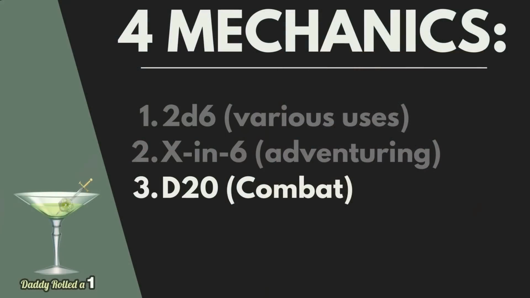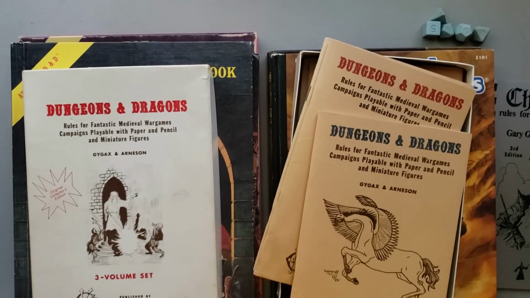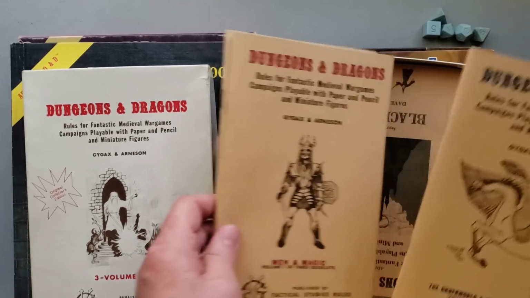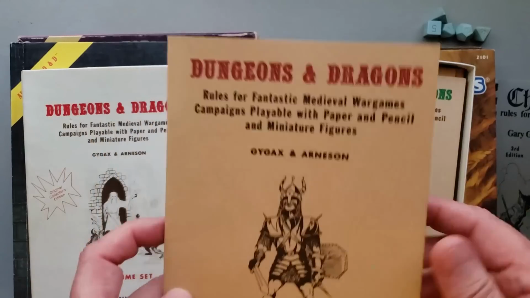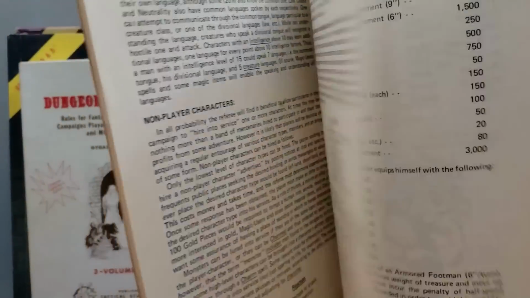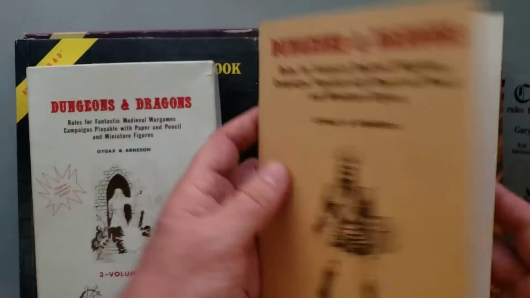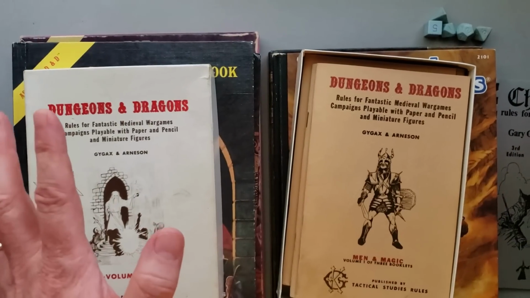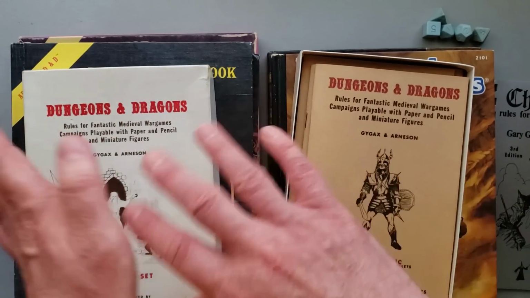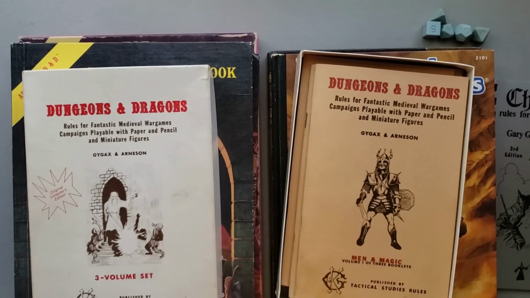So the third kind of subsystem or mechanic that we're going to see, and we've briefly already talked about it, is the D20 mechanic, which is usually going to be reserved for combat. That's only if you're using the alternative combat system from original Dungeons and Dragons, which then becomes the default that we see throughout every edition of D&D from this point forward, all the way up until now. It's 2024, and we're still using D20 for combat.